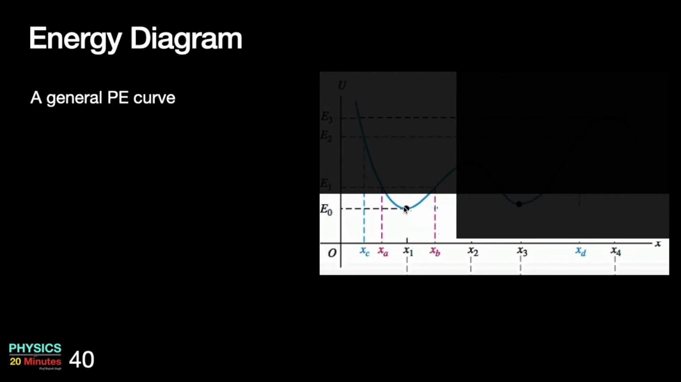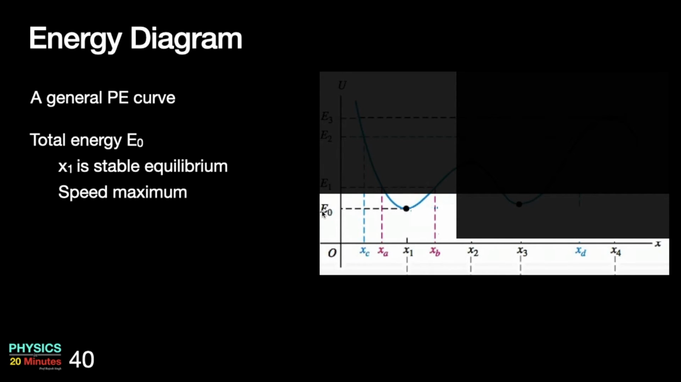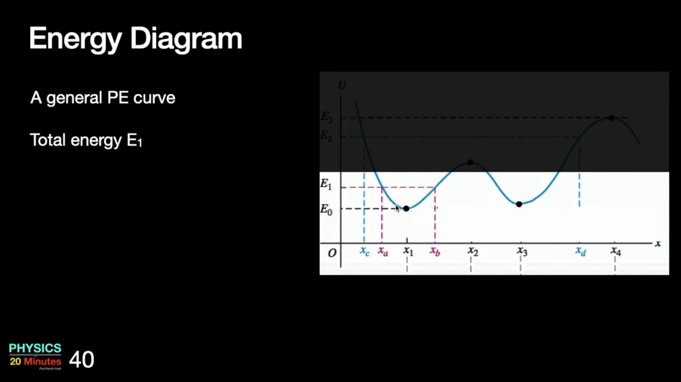So if the kinetic energy is zero, that means the particle is at rest. So the total energy is E0. If I take this case, then x1 is a point of stable equilibrium. Yes, it is a potential energy minima. It is a stable equilibrium. Since E0 is equal to potential energy, speed will be zero. What will happen if the particle has larger total energy? So if the total energy is E1, which is greater than E0, that means you are at this level.